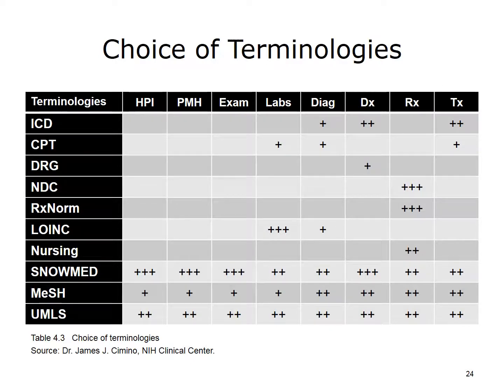MeSH: history of present illness, past medical history, physical exam, labs, diagnostic tests, diagnoses, medications, treatments. And UMLS: history of present illness, past medical history, physical exam, labs, diagnostic tests, diagnoses, medications, and treatments.